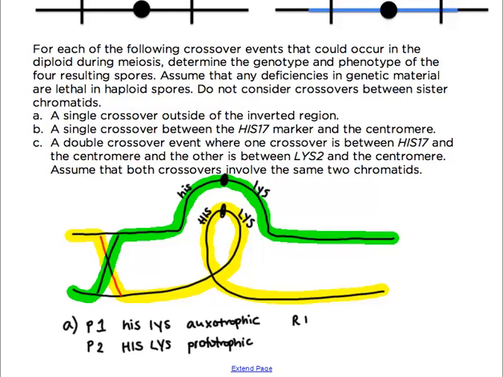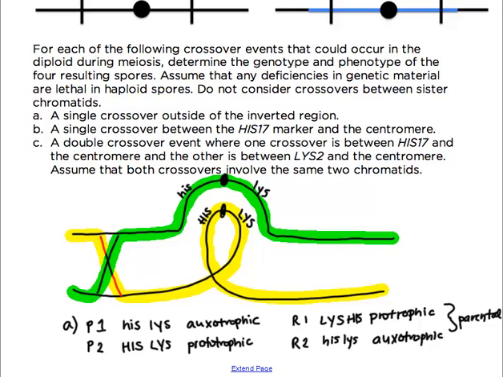And then you have the 2 recombinants. So this first recombinant in yellow gives you dominant lysine, dominant histidine, prototrophic. And the one in green, the recombinant in green, gives you recessive for both, which means auxotrophic for both. So these look parental with their phenotype, but they were generated through recombination. Okay? And all 4 are viable, and they all have the parental phenotype.